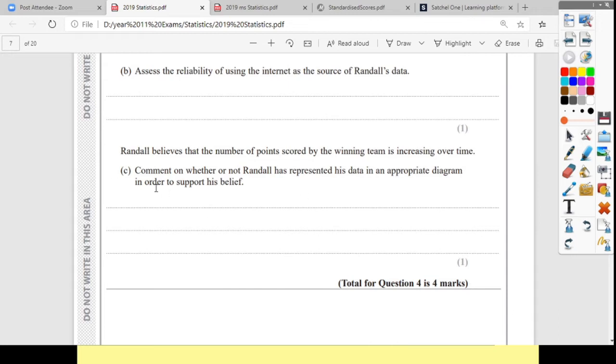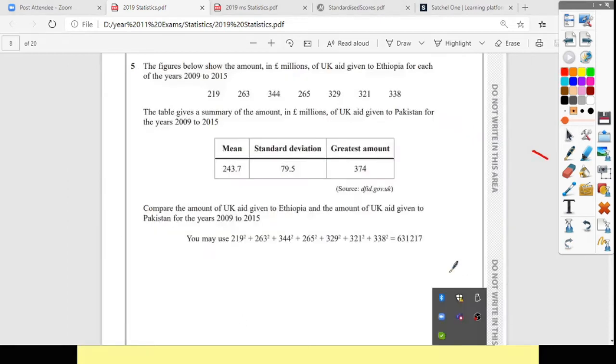Randall believes the number of points scored by the winning team is increasing over time. Comment on whether or not Randall represents the data in an appropriate diagram. I'll say no, that's not suitable. A stem and leaf diagram does not show changes over time. You'd need something like a time series graph. That'd be perfect for this.